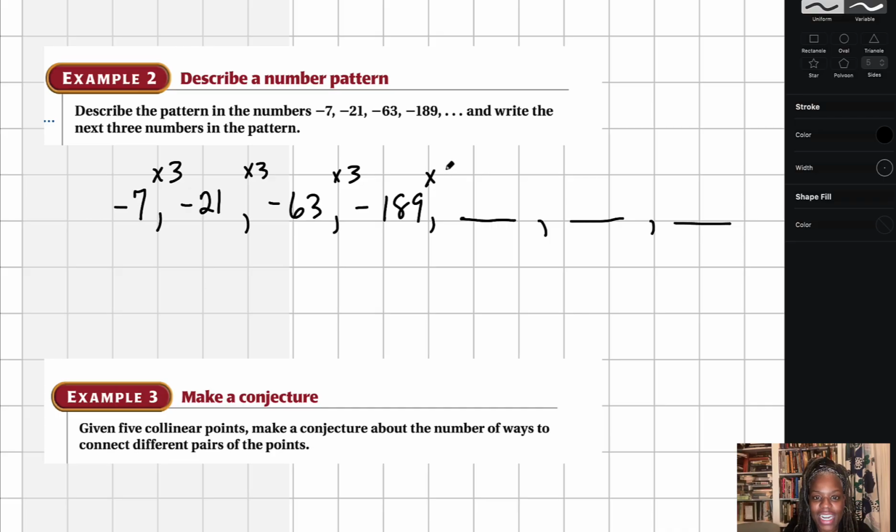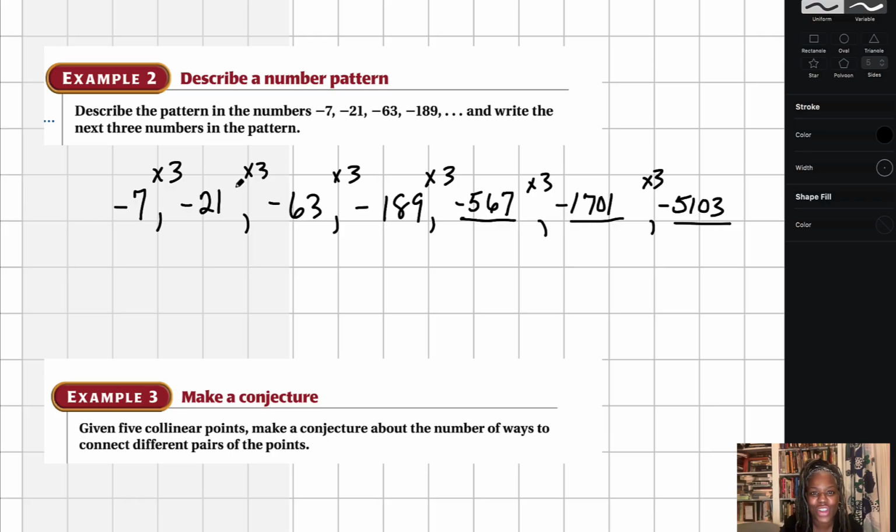So I'll take 189, I'll multiply that by 3. So I get 567. And then when I multiply that by 3, I get 1,701. And then when I multiply that by 3, I get 5,103. And so that's how I continue that pattern. However, my bad, they're all negative. So when I multiply a positive times a negative, I get a negative. So -7 times a +3 gives me that -21. And I constantly multiply by a +3, so I keep getting a negative answer.